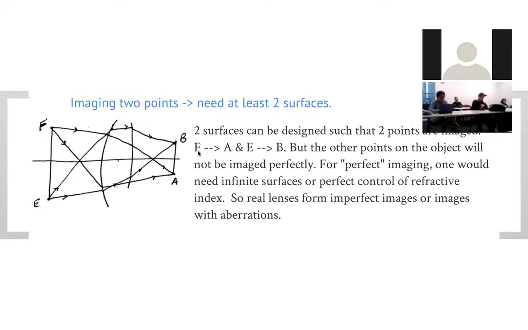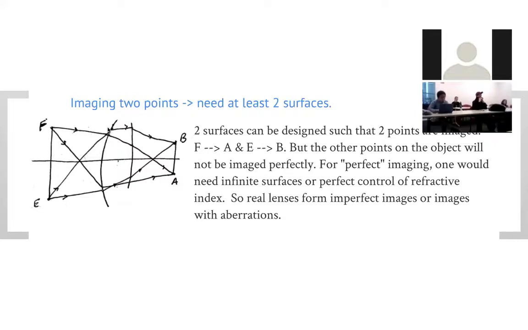So in this particular case, all the rays from F end up at A. You can draw any ray you want, and I can pick these two surfaces such that they always end up at A. And all the rays from E, again, you can draw any ray you want, I can draw this surface and this surface such that they all end up at B. So all the rays that leave E end up at B. And that's what imaging means. You're forming a one-to-one map. E goes to B. But the key point to appreciate is that any other point on the object will not be imaged perfectly.